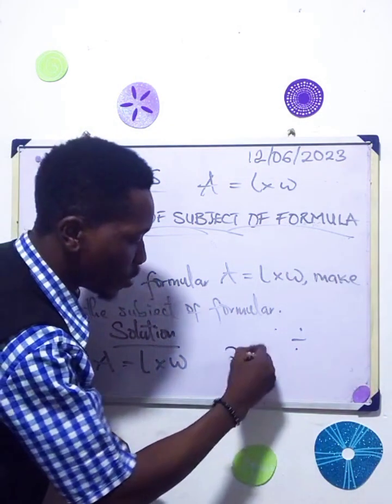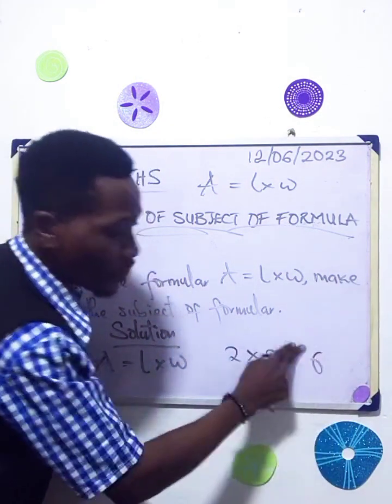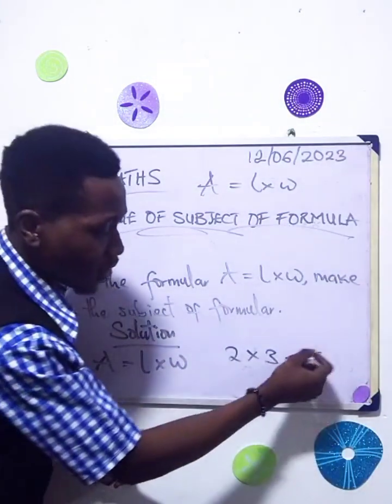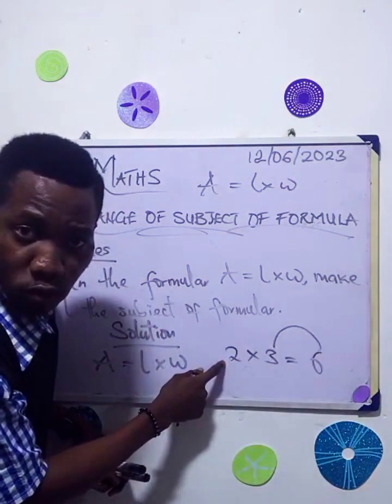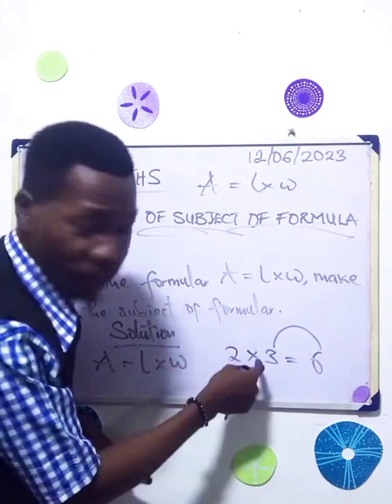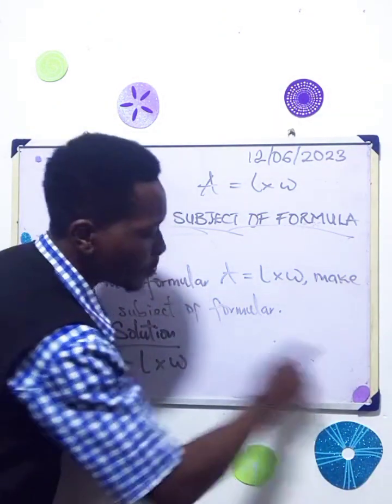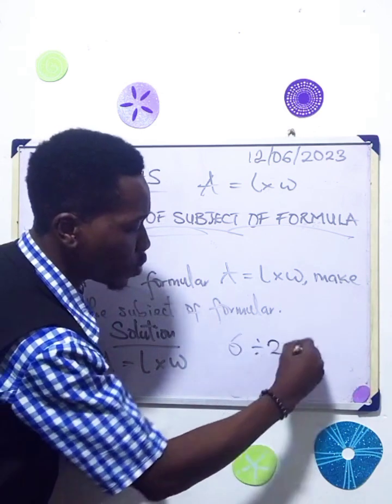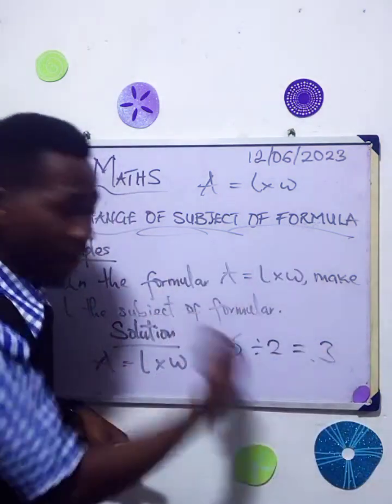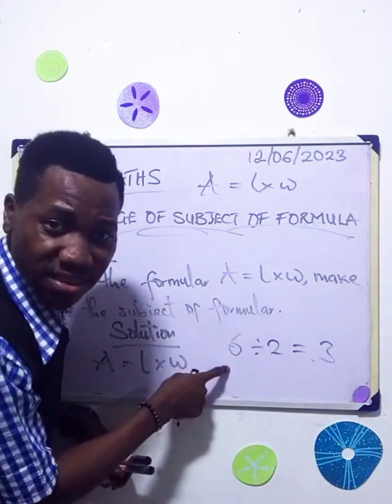Example, if I say 2 times 3 equals 6, for me to come back to this, I will say 6 divided by 3 will give me 2. The same way, the inverse operation of division is multiplication. If I say 6 divided by 2 will give me 3, for me to come back, I will say 3 times 2 will give me 6.